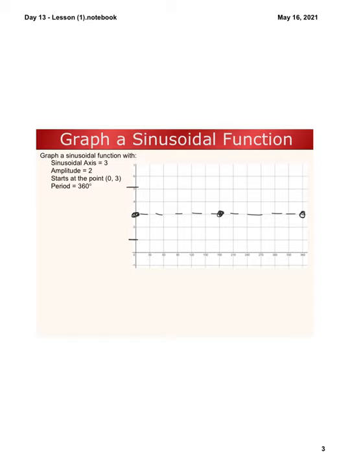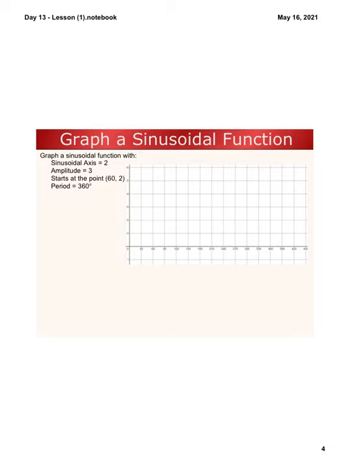So halfway through 0 and 180, I know it's going to reach a maximum. So 2 above that middle point, come back to my middle point, and then halfway through the 180 and the 360, I know it's going to reach my minimum and then come back up.